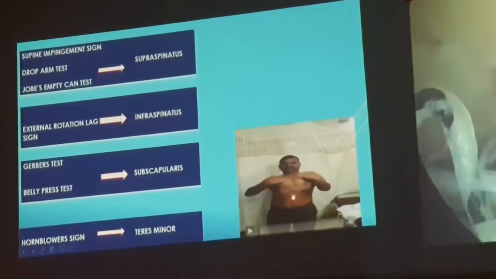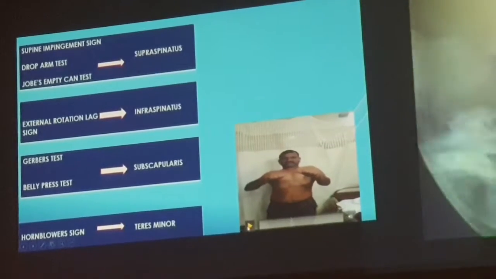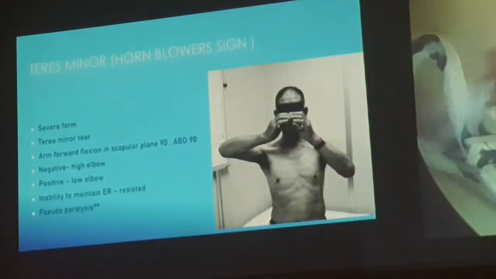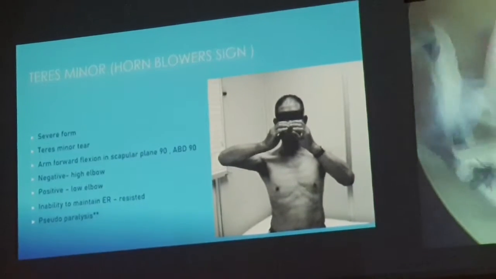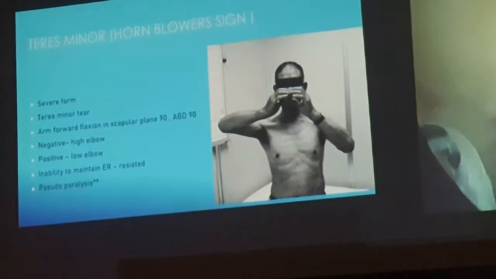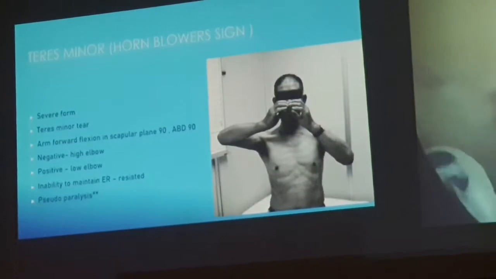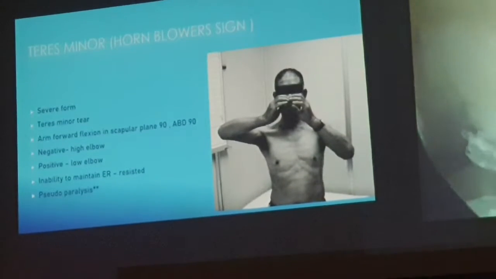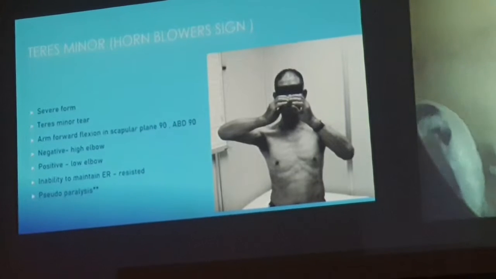And for the teres minor, we look for something like the Hornblower sign. So why is it important to check for the teres minor? If you have a positive Hornblower sign, it indicates a very severe form of cuff tear, and it indicates that you are now going toward something like pseudo-paralysis or an irreparable cuff tear. It's very important to examine these signs when you are going to do your cuff tear evaluation.